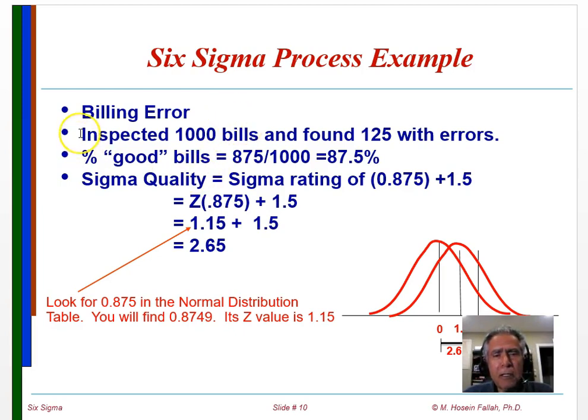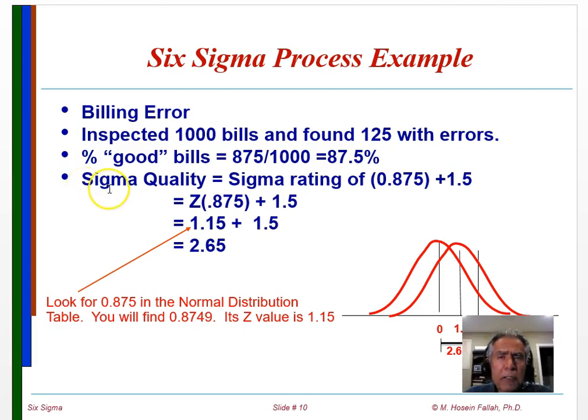So let's say that I selected 1,000 issued bills randomly and inspected them for defects, and found that 125 of them had some sort of error, maybe wrong amount or wrong date or wrong address, something that resulted in rejection of the bill. So with that data, the percent good output from our billing process is 875 over 1,000, which is 87.5%.